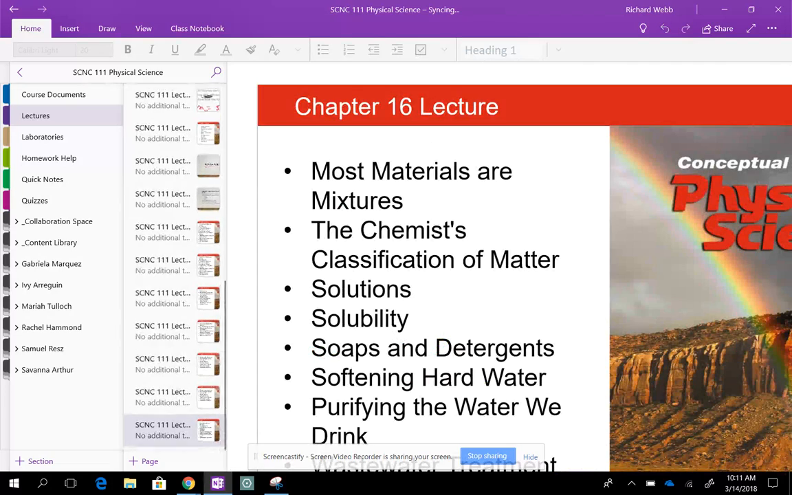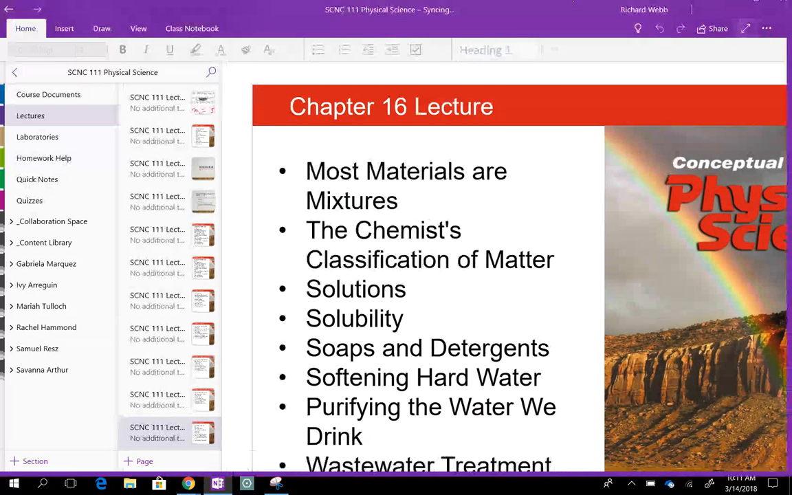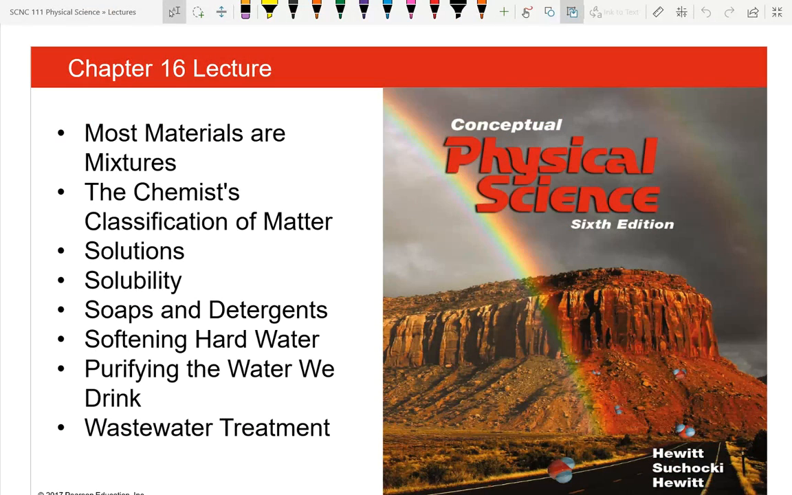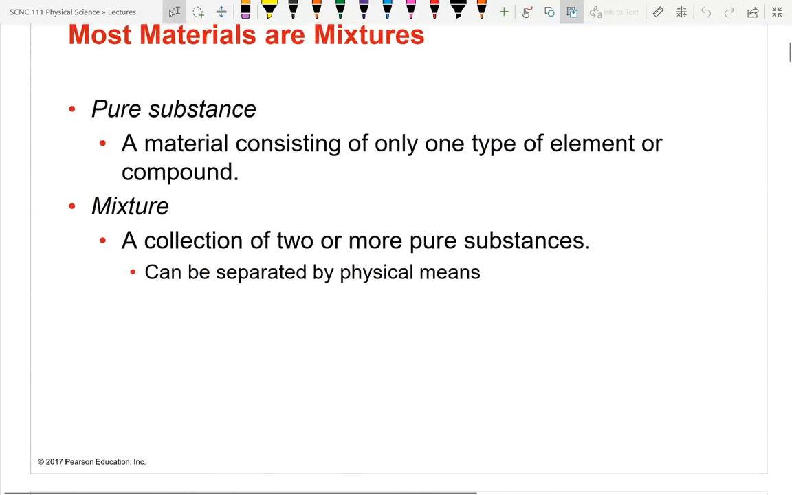Let's talk more chemistry. I believe we're in chapter 16. Hope so. We're going to talk now about mixtures of things. We've talked about chemical bonds. We've talked about molecular interactions. Now we're going to talk about basically what do we interact with on a daily basis. So we're going to talk about mixtures and how those work.